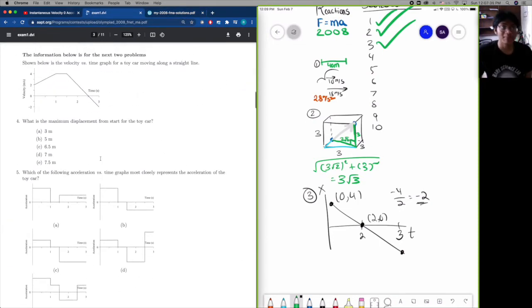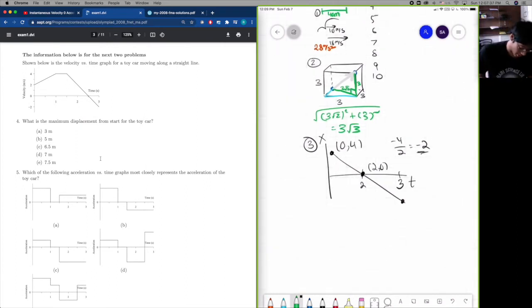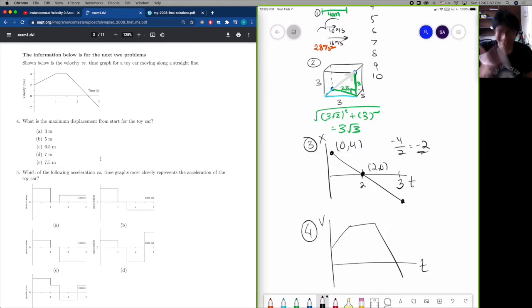Okay, so question number 4. We're asked to find the max displacement for the toy car, the maximum displacement. So you've got a toy car, you wind it up, and it travels some distance, given by this vt graph, and we've got to find what the maximum displacement of the car was. Now many kids make the mistake that as soon as the velocity starts having a negative acceleration, well, then you start going backwards.